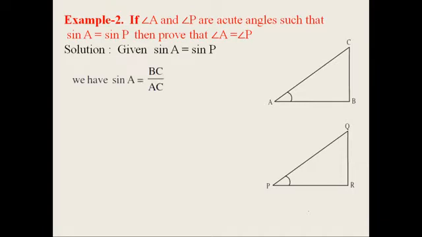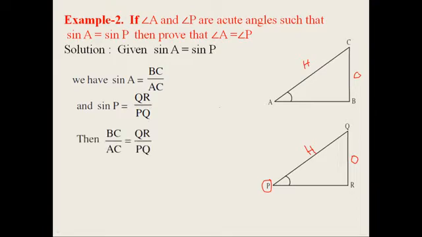We have sin A is equal to, according to the definition, BC by AC. So the side opposite to A is BC, and this is the hypotenuse. The formula is opposite by hypotenuse, so BC by AC. And sin P is equal to QR by PQ. According to angle P, the opposite side is QR and the hypotenuse is PQ. So QR by PQ according to the definition.